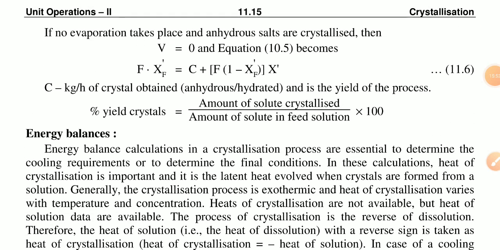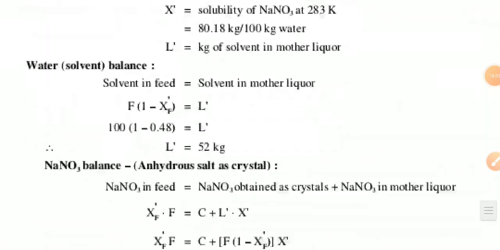The last equation is: percentage yield of crystals is equal to the amount of solute crystallized divided by the amount of solid in the feed solution, multiplied by 100. Okay, thank you so much. In the next lecture we will see example 11.3.